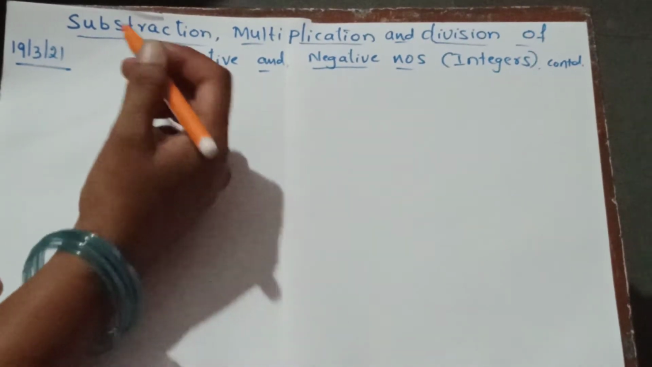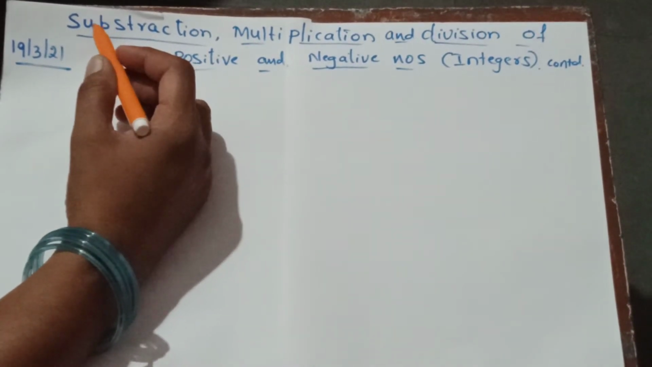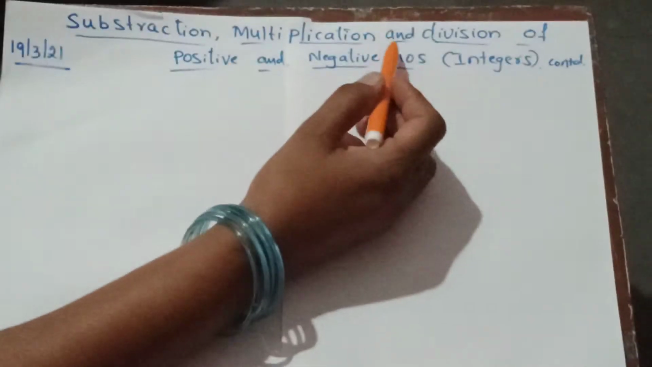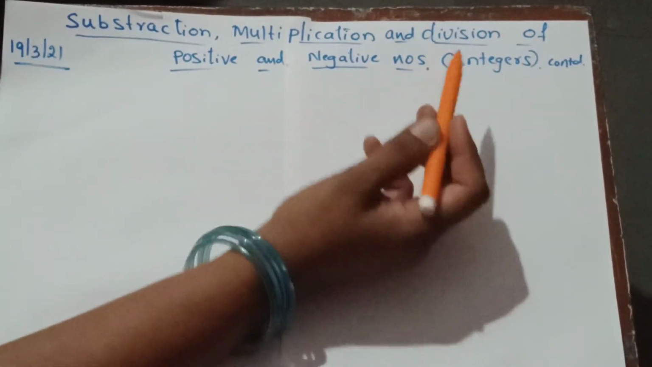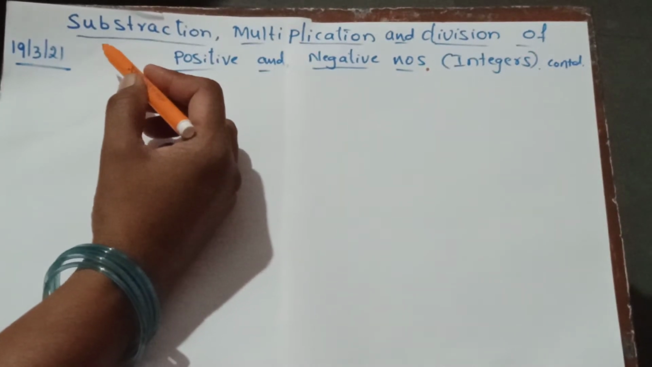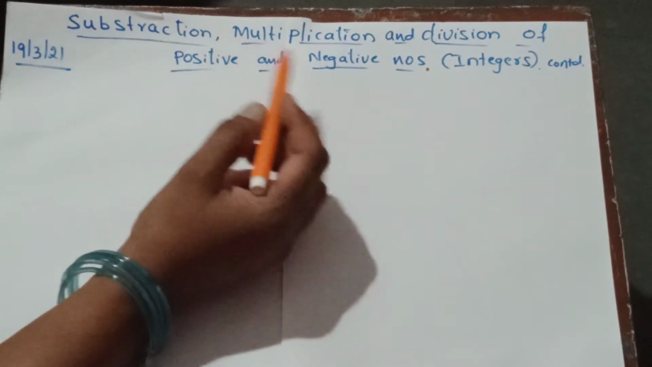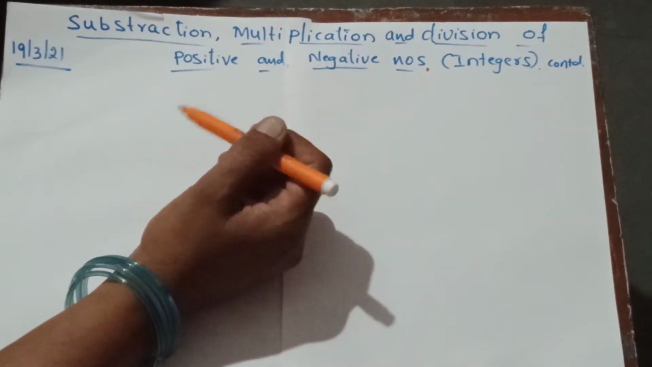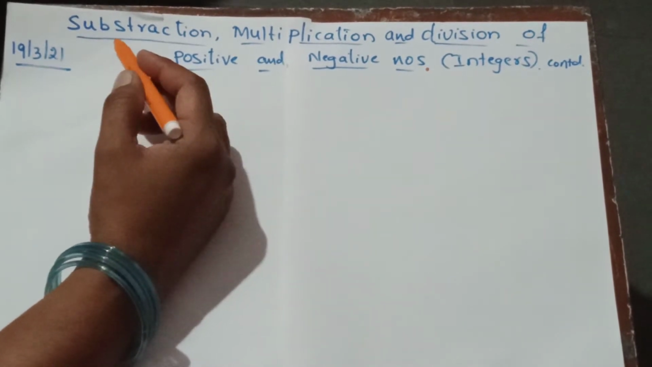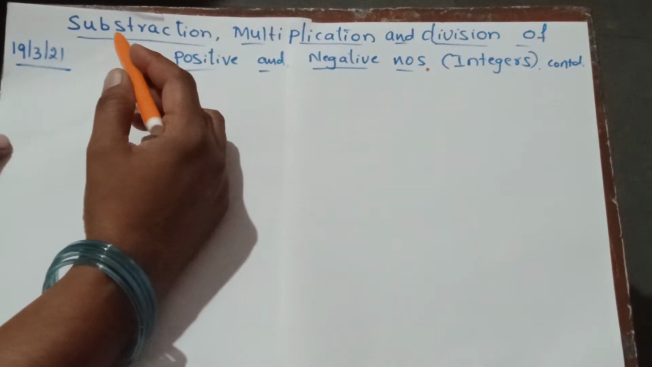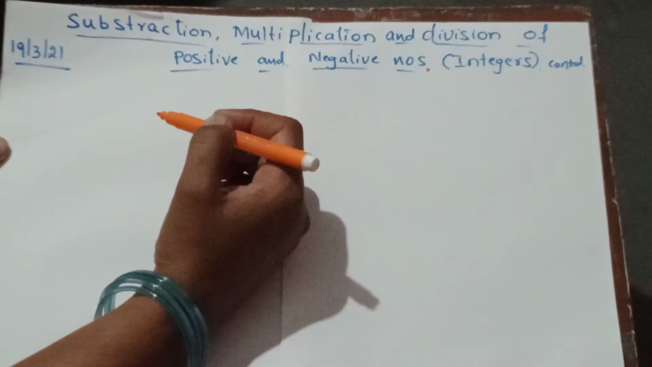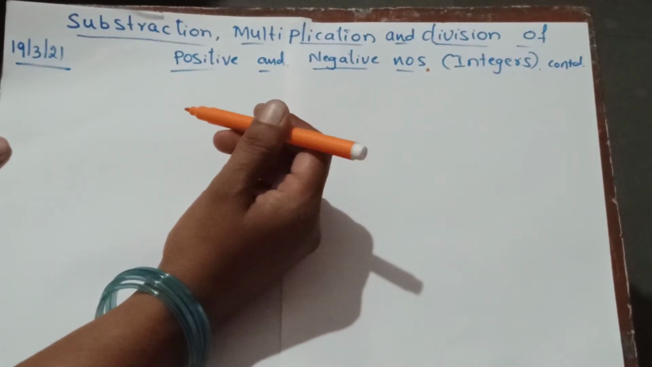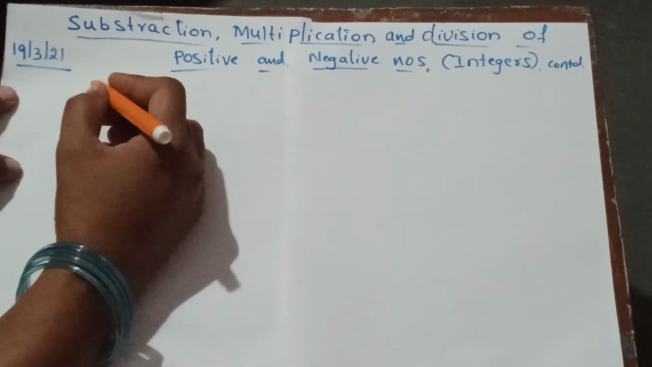Hello everyone. Today we are going to discuss subtraction, multiplication and division of positive and negative numbers. In the previous session I explained the addition of positive and negative numbers. So we will continue the same concept but with the operations of subtraction, multiplication and division of the numbers, that is, integers, as we can refer to them.